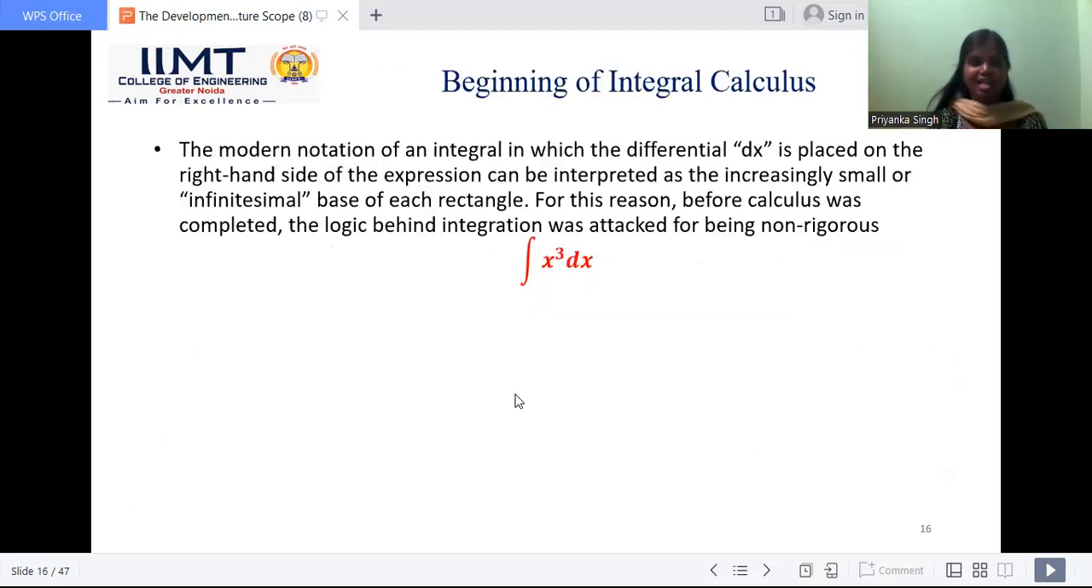Beginning of integral calculus: in the modern notation of an integral, the differential dx placed on the right-hand side can be interpreted as the increasingly small, infinitesimal base of each rectangle. For this reason, before calculus was completed, the logic behind integration was attacked for being non-rigorous. Integration of x to the power 3 dx.